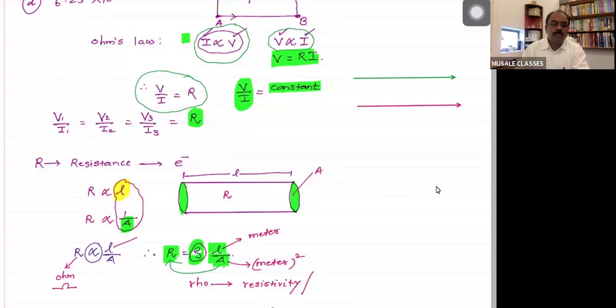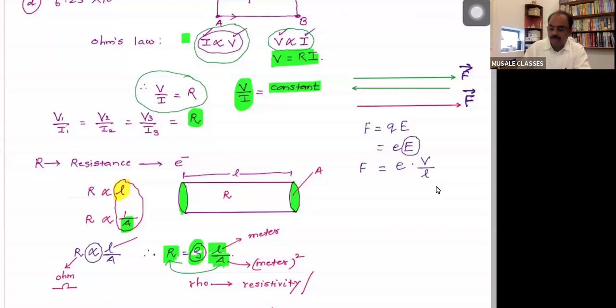In fact, whenever we apply the potential, it means we apply the force. And there is a formula that F is equal to charge into electric field. And this charge will be electron into electric field. And electric field is given by potential upon the length of the conductor. So if the direction of the force is in this direction, then electrons will be moving in an opposite direction.